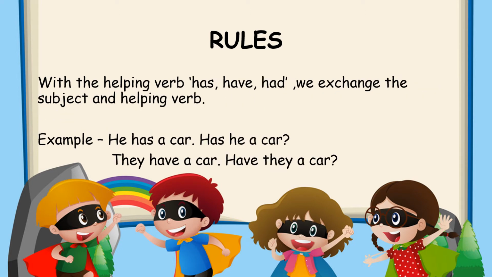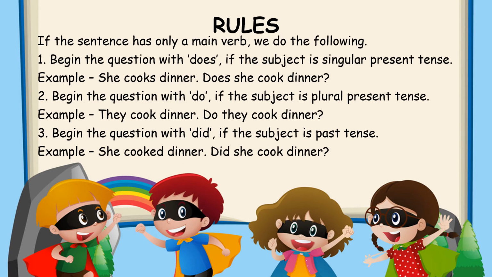The next one is with the helping verb has, have, had. We exchange the subject and helping verb. Just like the first rule, if you have the helping verb has, have, had, we just exchange the position of the subject and the helping verb. For example, he has a car. Has he a car? They have a car. Have they a car? So we just change the position of the helping verb and the subject.